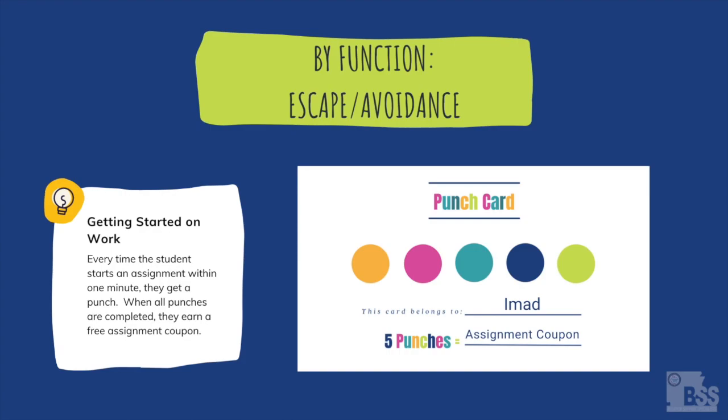In this example, Ahmad, an eighth grade student, gets his sketch pad out and starts drawing to avoid assignments. With his punch card system, every time Ahmad starts an assignment within 1 minute, he gets a punch. When he earns 5, he is given a free assignment coupon, which allows him to avoid an entire assignment in the future. This goal would only be appropriate if you know that Ahmad is capable of actually doing the work.